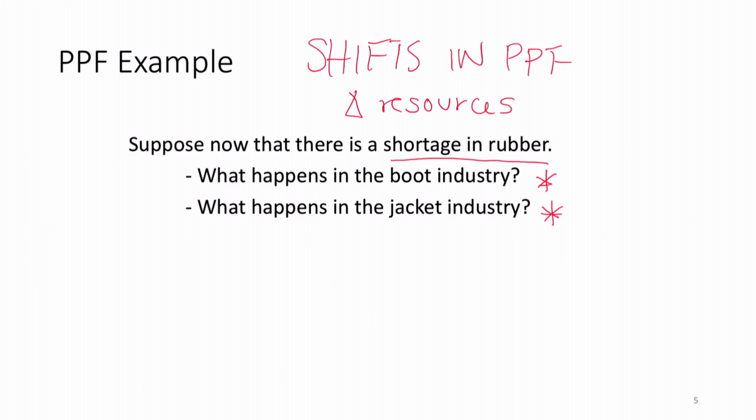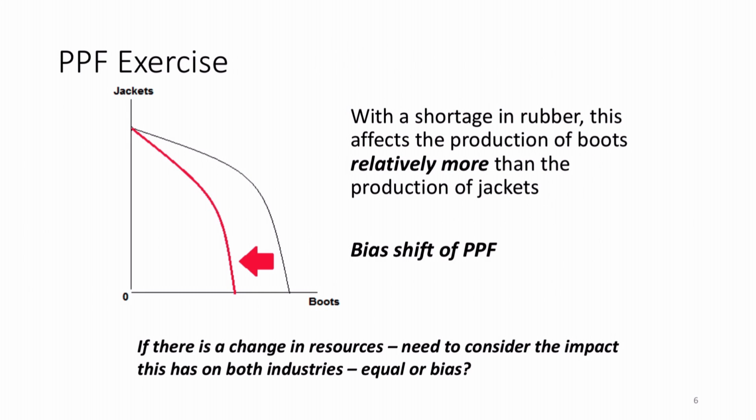Well, we know that rubber is used relatively heavily in the production of boots and not as heavily in the production of jackets. So what we assume is that the boots industry is going to be affected more than the jackets industry because of the shortage in rubber. So a shortage of rubber is going to cause a biased shift in of the PPF curve in terms of the amount of boots that we can produce. At each production point, because we have less rubber, we can produce less boots. Jackets are going to be affected slightly, not as much as the boots industry will.